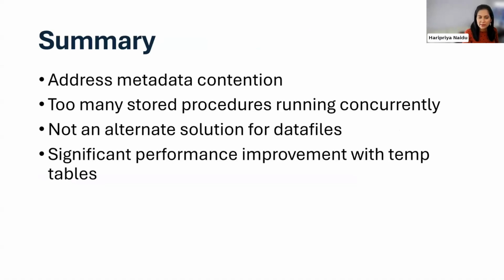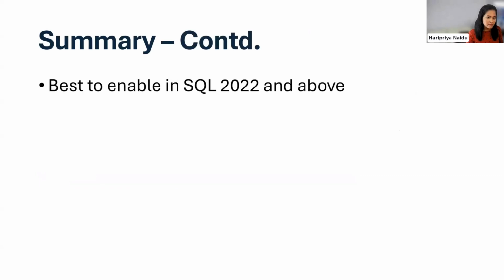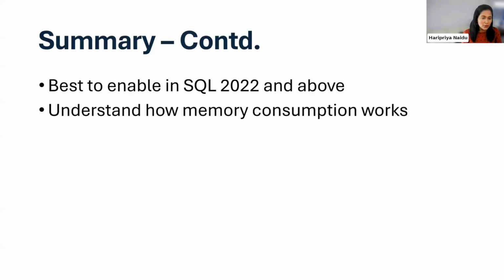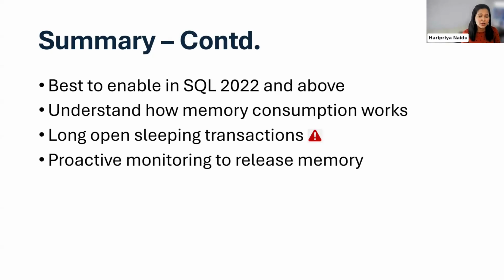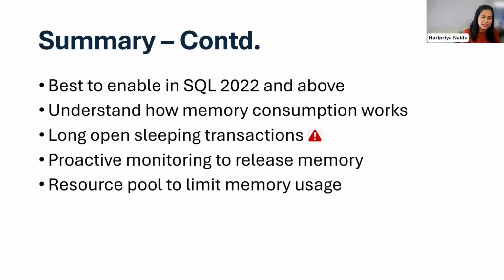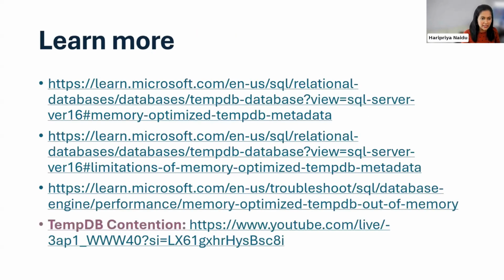With stored procedures with temp tables, you will see a very huge difference in performance. This is best enabled in SQL 22 and versions above that. And again, to understand how the memory usage works, manage those long open sleeping transactions. Proactive monitoring is extremely important so you get the best out of this feature. And you can always use resource pools to limit the memory usage. And these are some of the resources that you can take a look at.